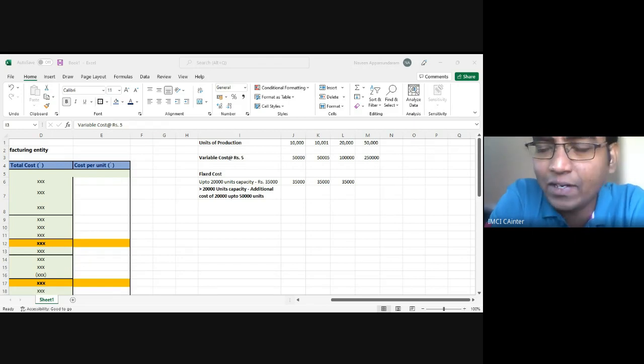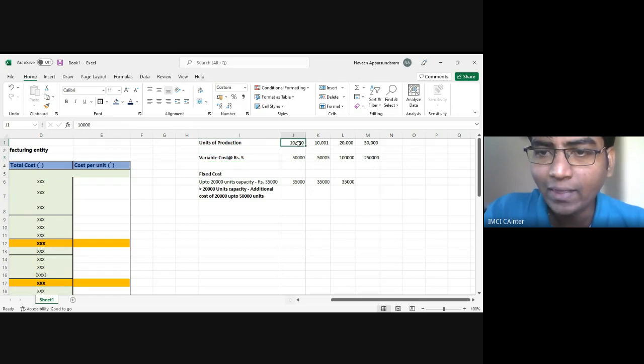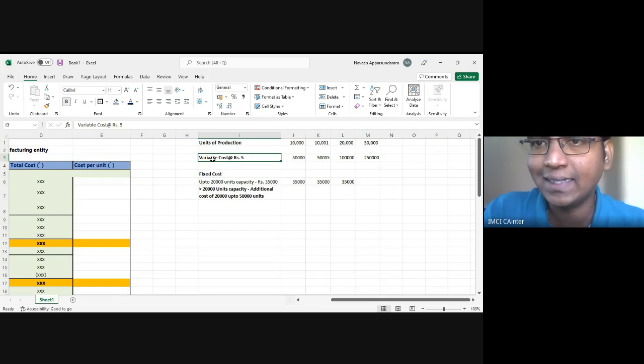So let's see from this example. See, I have given you 10,000 units, 10,001 units. So an additional unit of production has been produced. One additional unit has been produced. Suppose the per unit cost for variable cost, as I said, is fixed. So the per unit cost is 5 rupees.